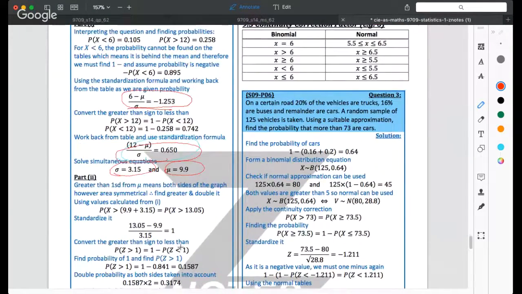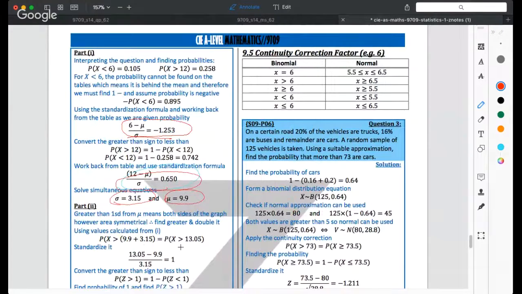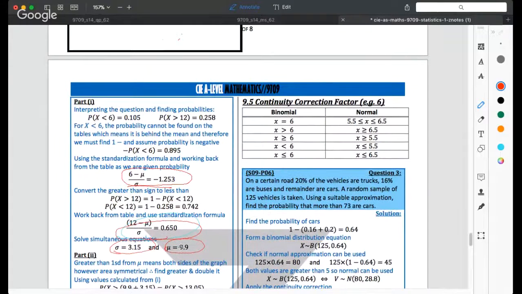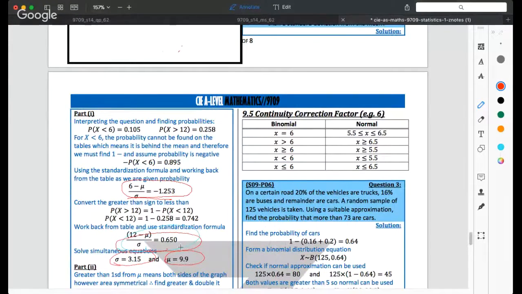Another thing to take note of when doing the approximation question is this continuity correction factor. Because we know that for the binomial distribution, each case is discrete, so we do not have a value of 5.5 or 6.5. What we have is just 5 and 6. But the normal distribution is continuous, so it actually has a range.